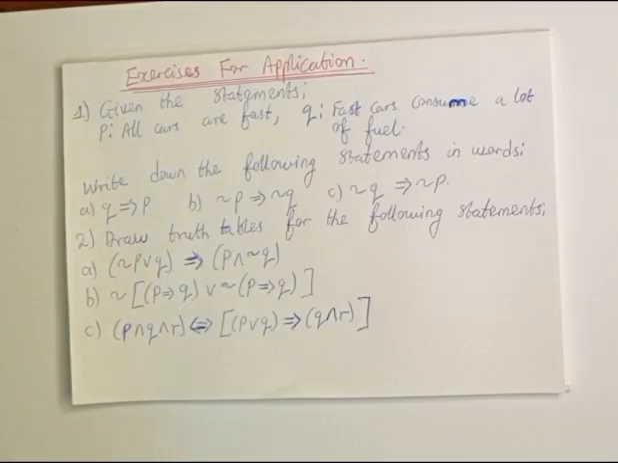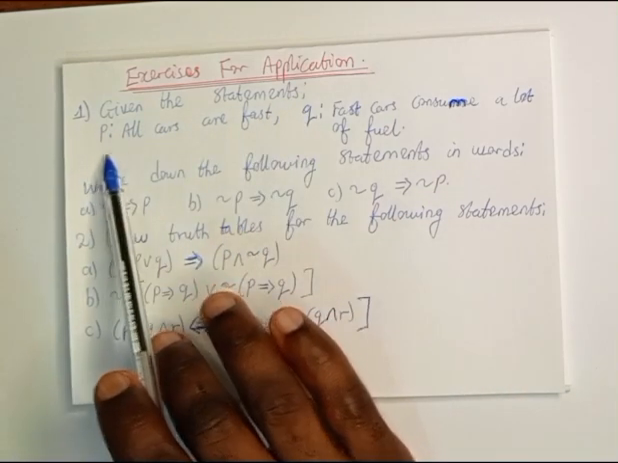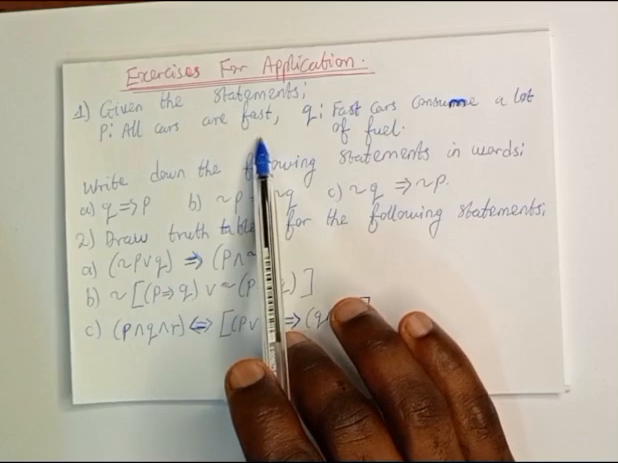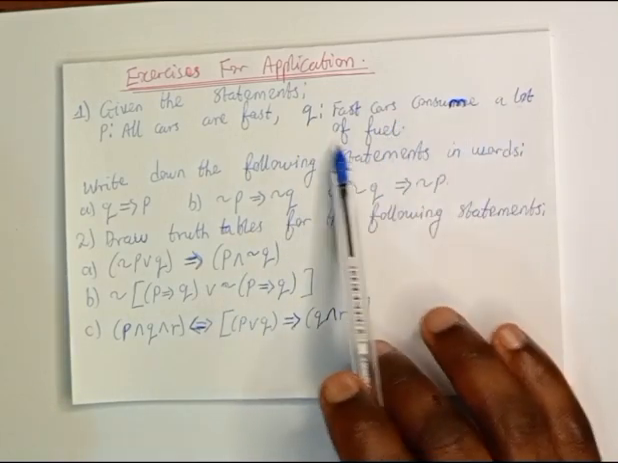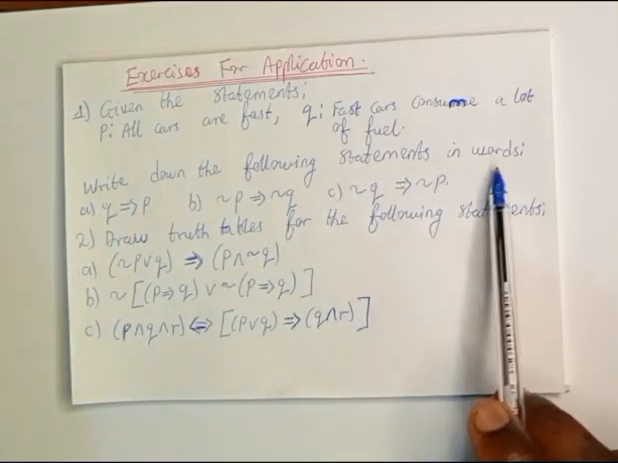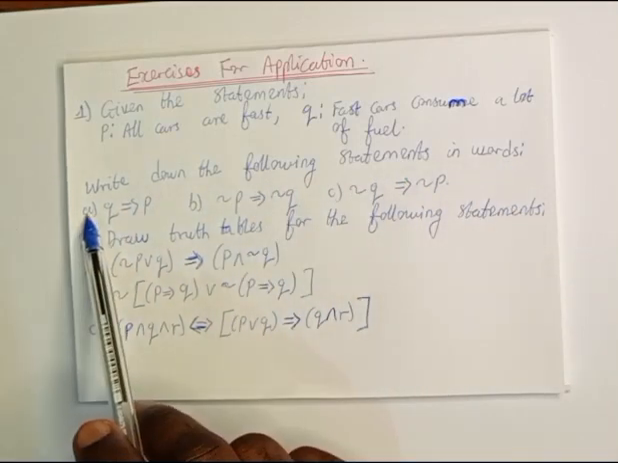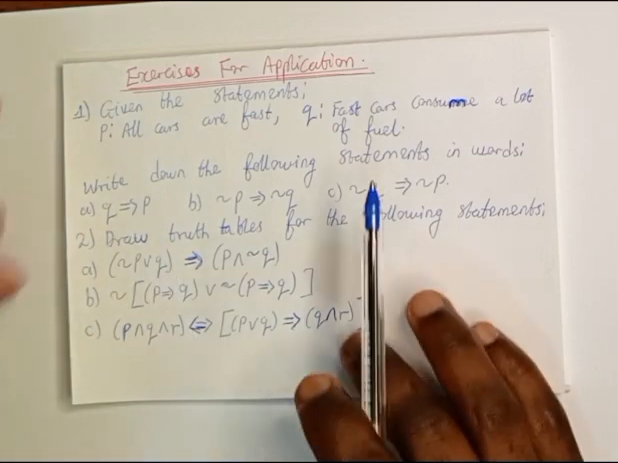We are to correct the following exercise for application. Question 1. Given the statements P: All cars are fast. Q: Fast cars consume a lot of fuel. Write down the following statements in words. For A, we have Q implies P, the converse.